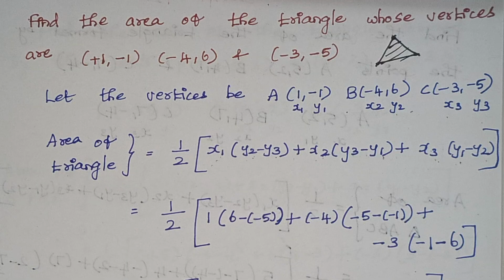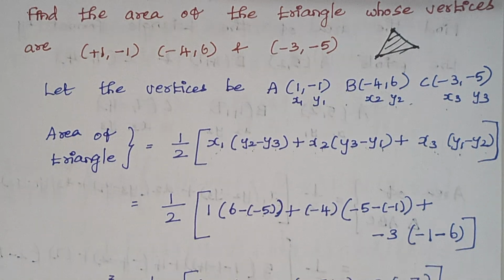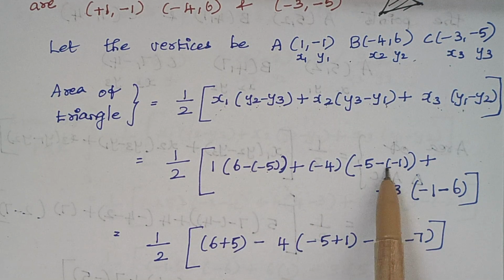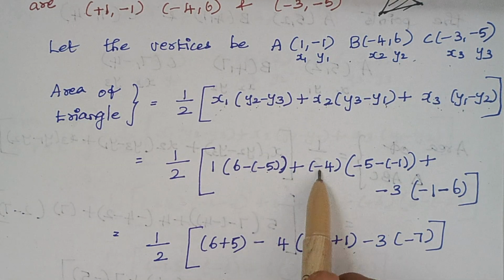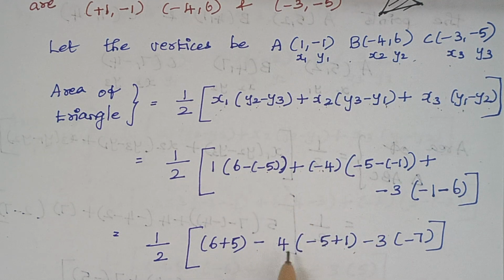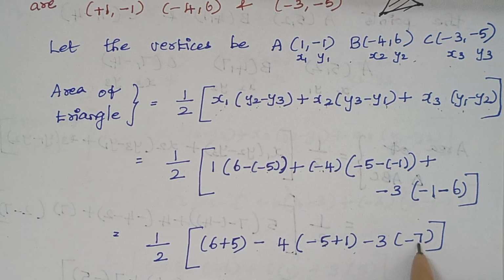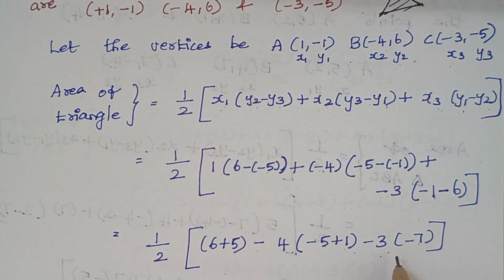Once you substitute the values, 6 minus of minus 5 becomes 6 plus 5, which is written here. Similarly, minus 5 into minus becomes plus, so minus 5 plus 1. And this minus 4 is here. Plus into minus is minus, so here it is minus 4. The next one is minus 1 minus 6 is minus 7. And here again plus into minus becomes minus, so here it is minus 3.